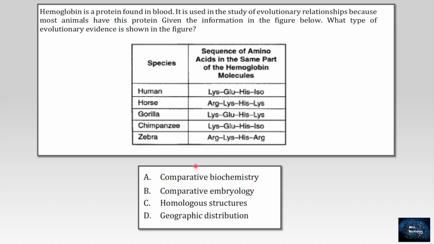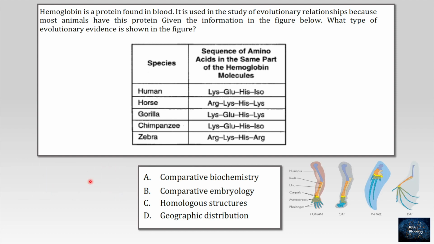Let's read the choices. A. Comparative biochemistry. Without hesitation, this is the right answer. This is chemical. The comparison depends on chemistry. But let's read the rest to explain it. B. Comparative embryology. There's nothing displayed here talking about comparing the embryos of these species. So it's not. C. Homologous structure.